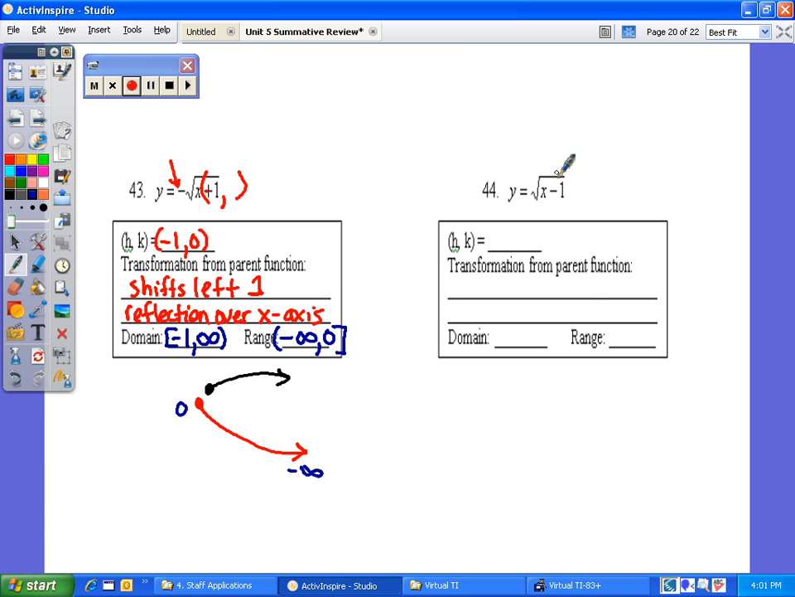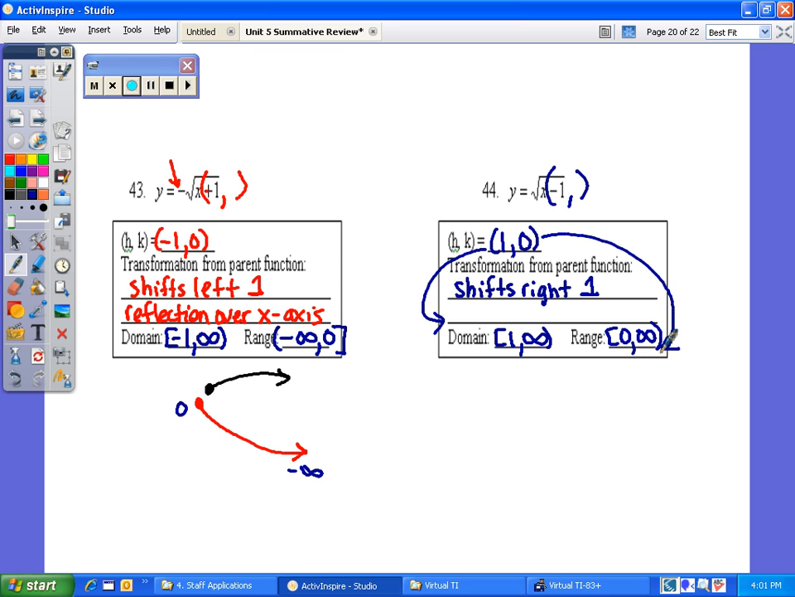Alright, next one, opposite of what's on the inside. Second number is the same, so it's 1, 0. That means that we're only shifting right 1. There's no negative, so we just use our vertex for the domain. 1 to infinity, and for the range as well, 0 to infinity.